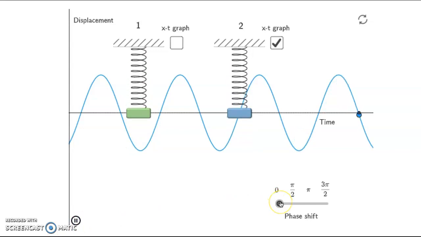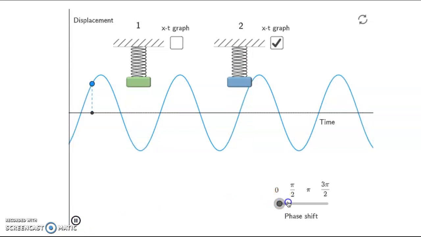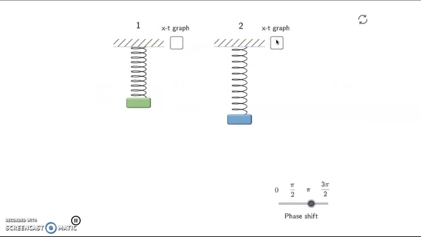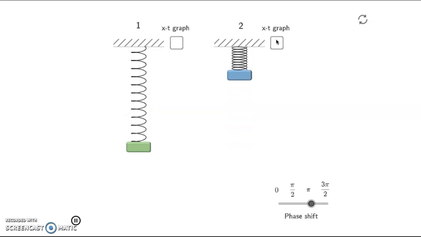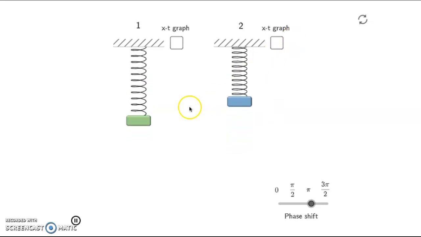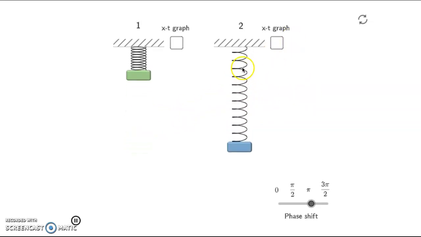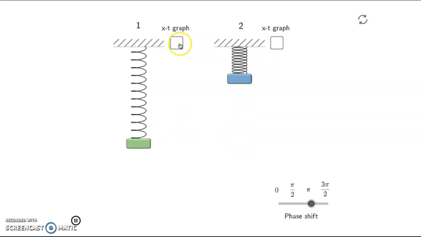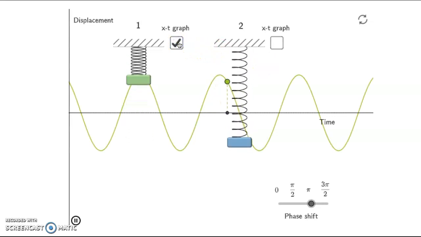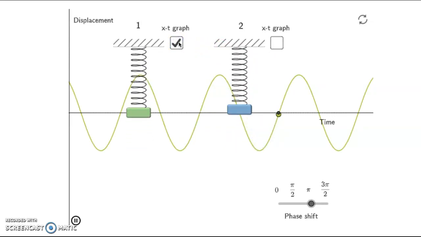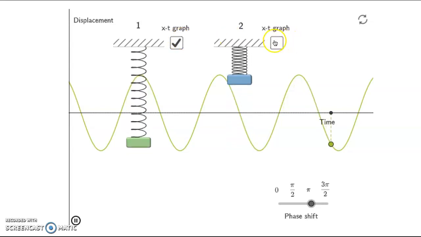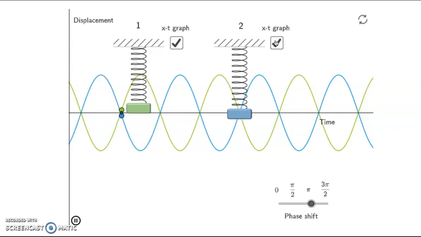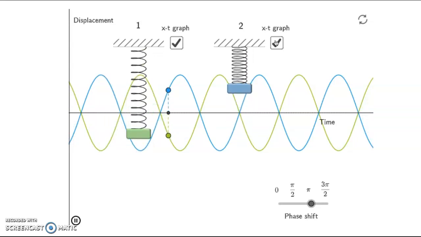Now we're going to look at a phase difference of pi. That's the easiest one to think about. Look at the way that they're moving. When one is reaching its bottom displacement, the other one is reaching the maximum in the positive. So it looks like they're reflecting each other. Let's have a look at their graphs. Number 1 is oscillating, and number 2 is doing exactly the same thing, but as a reflection of it. Now these are out of phase.